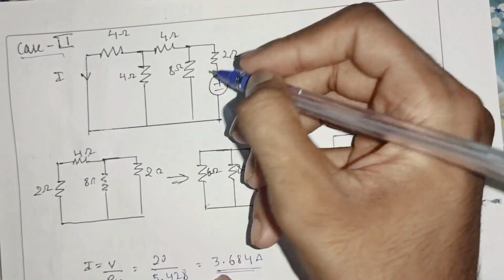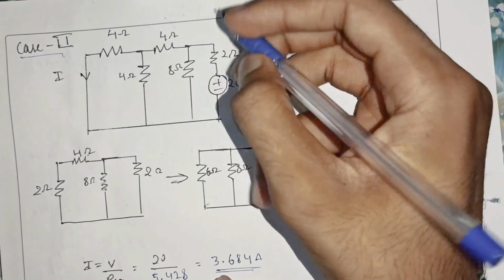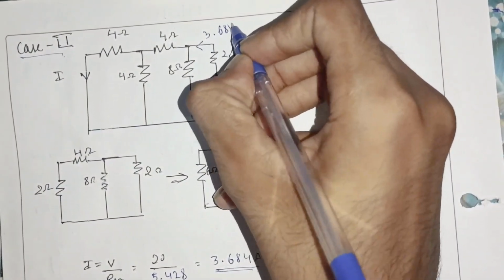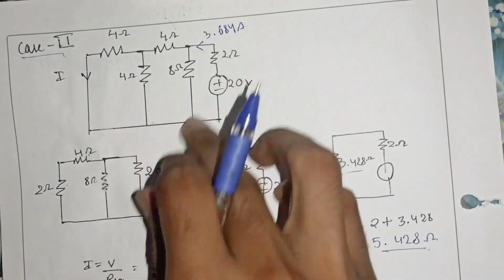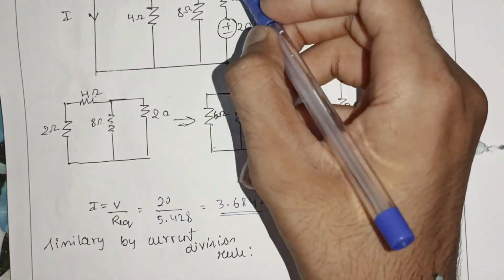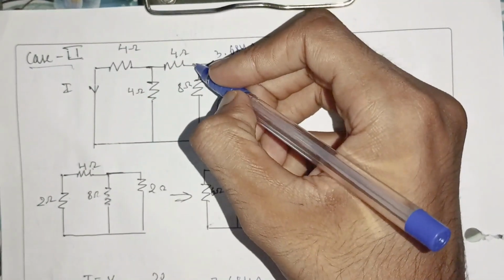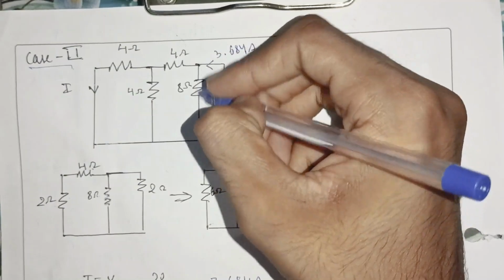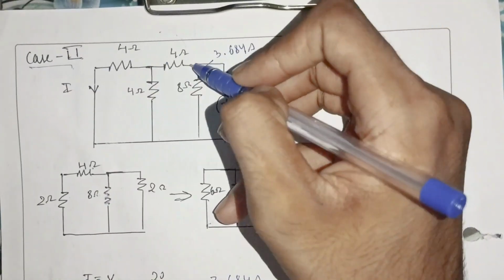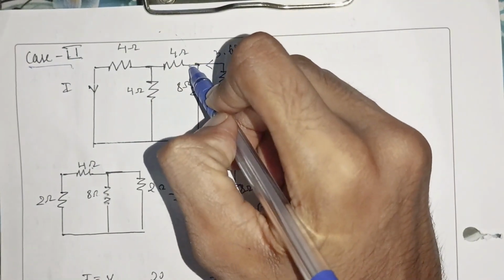As current flows from negative to positive, that is from negative potential to positive potential, the 3.684 ampere is the current flowing in the anti-clockwise direction. So again the current 3.684 ampere gets split into two paths: a part of it enters into the 4 ohm, another part enters into the 8 ohm resistance. Since I have to calculate the value of current through the 4 ohm resistance, I should take the current entering through the 4 ohm resistance.